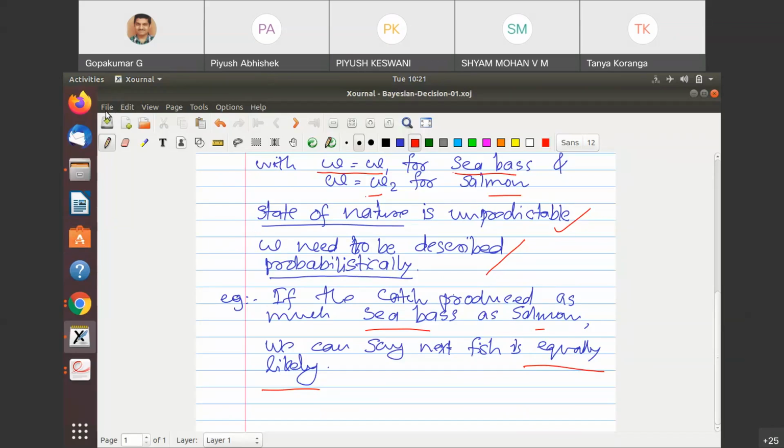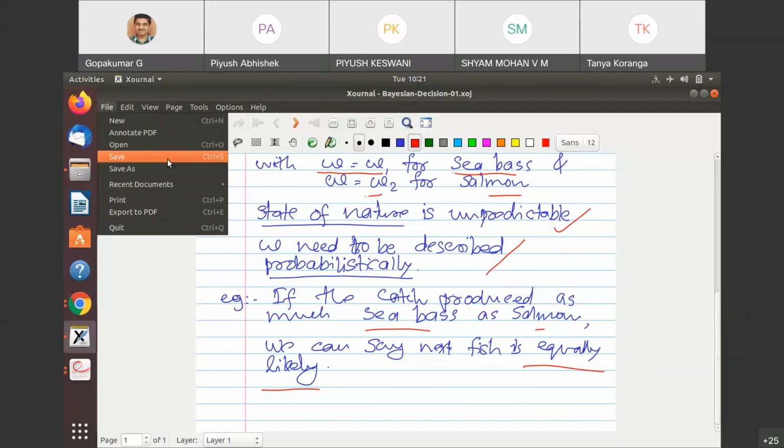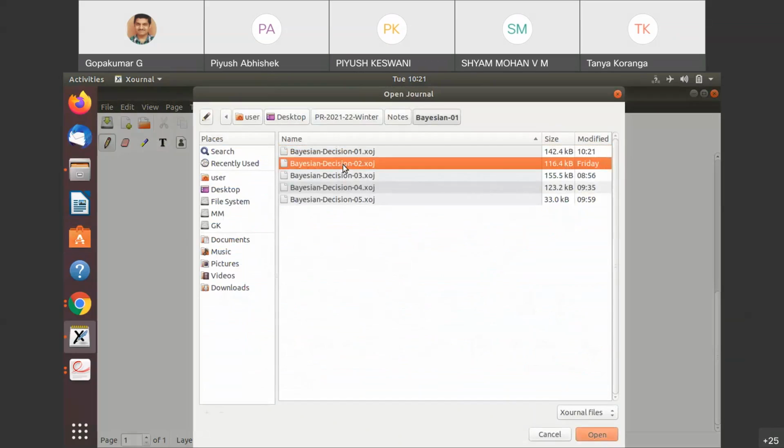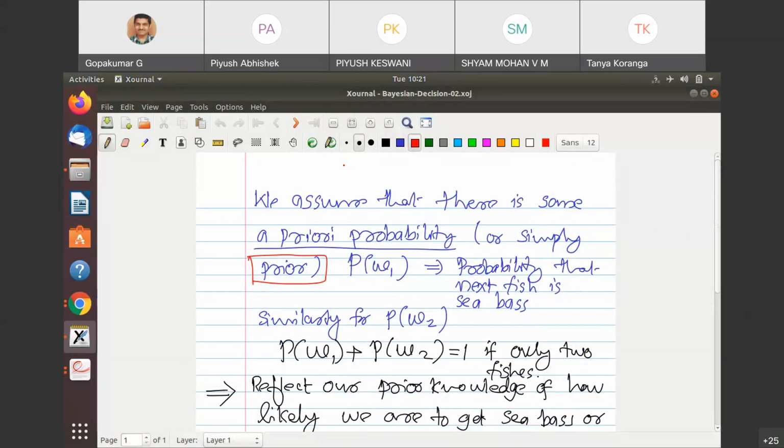Okay, so then we'll move to the next one. Let us assume that there is some probability, called an a priori probability or a prior probability. That is what we have just seen: the probability that the next fish is sea bass.